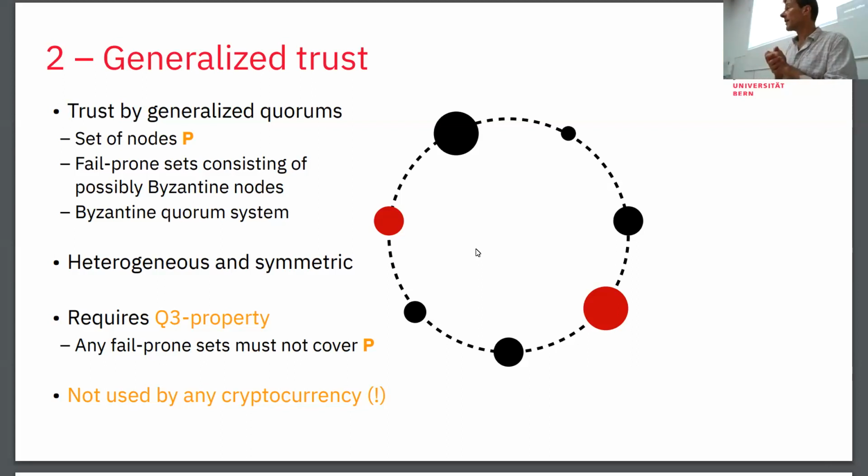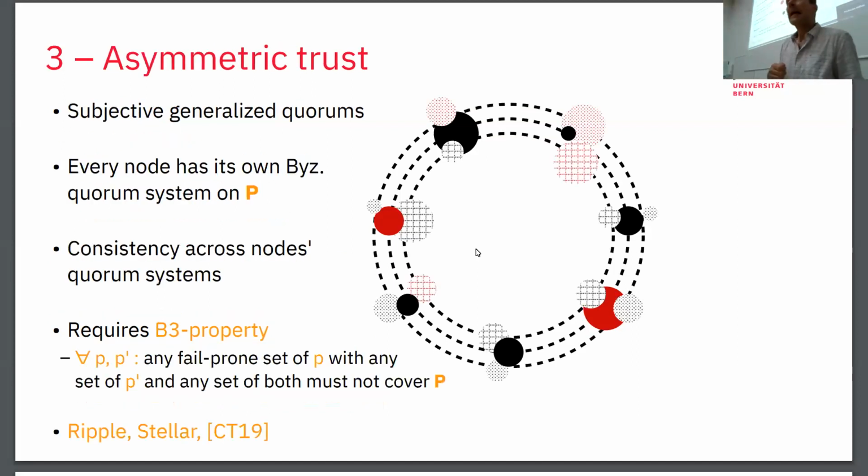Interestingly, it's not used by any cryptocurrency. And here's another generalization, and I'll talk about this a bit more later as well. Before, we had these heterogeneous failures, but all the nodes in the system use the same assumption. I trusted that these guys fail more likely than you over there. What happens now if we relax this assumption?